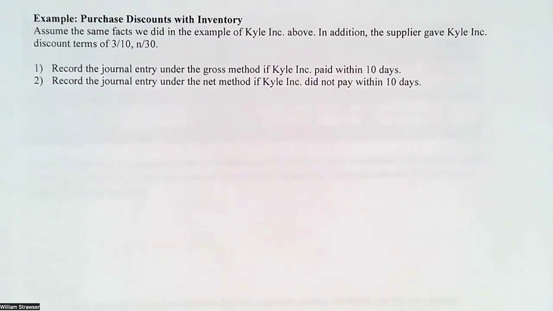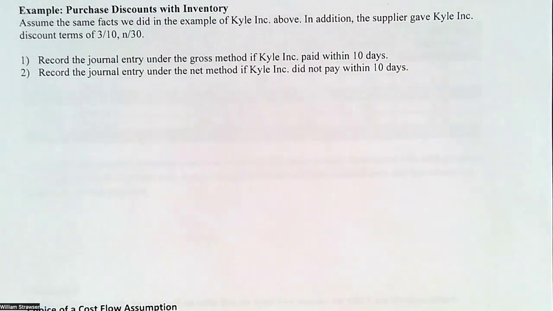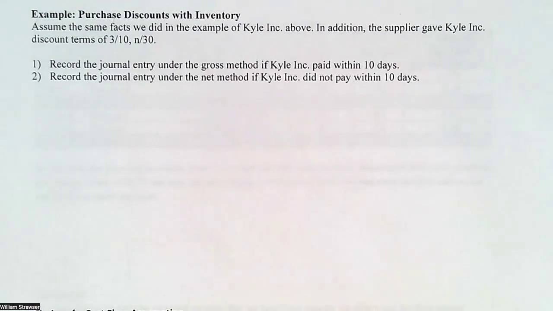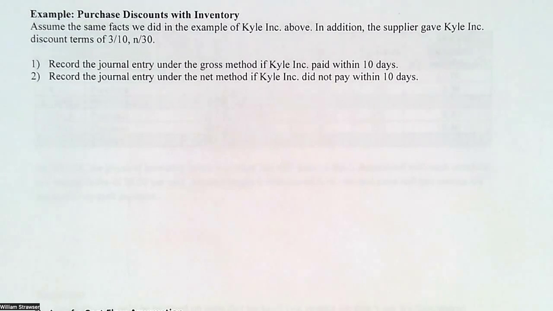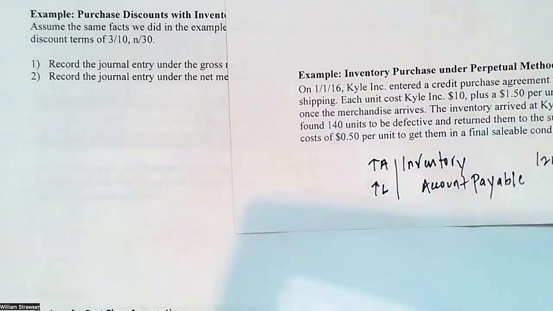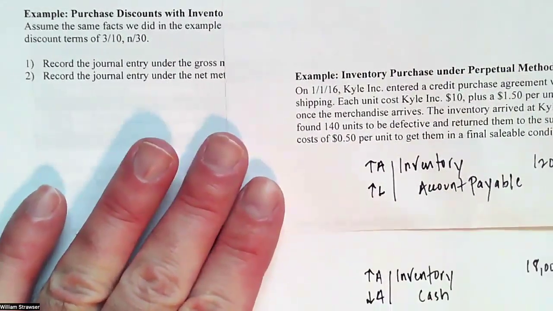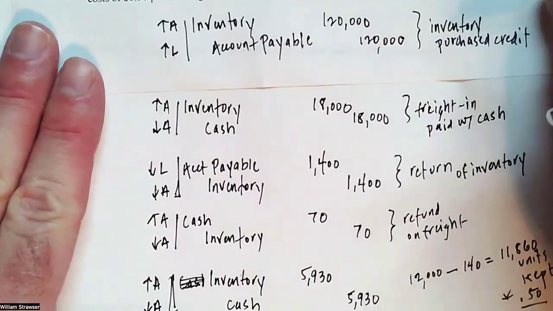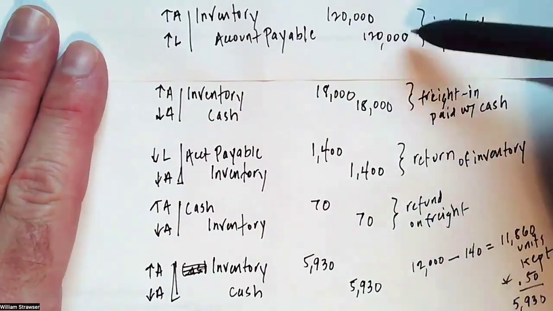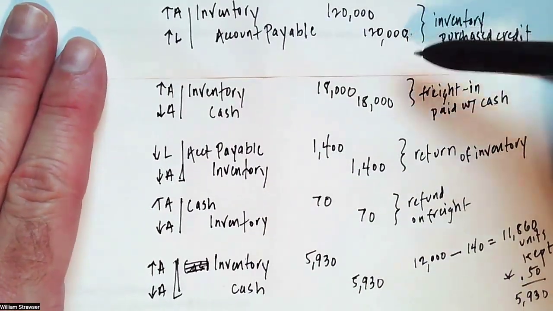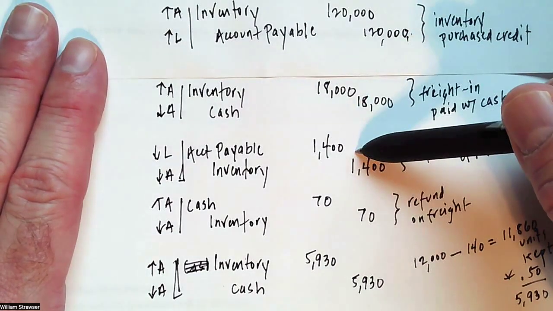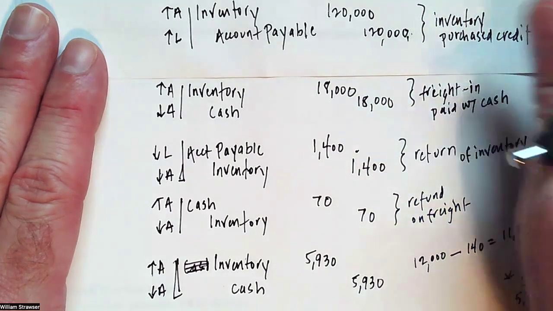Right. So let's go back to that example here, the Kyle example. If you recall, the account that you want to look at when you are dealing with payment is the accounts payable account. So we established the accounts payable at 120,000. We knocked $1,400 off because we made a return.